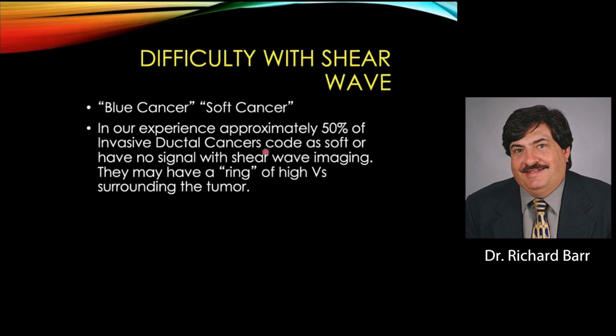And we talked about why that cancer was soft in the center. In reality, that center was extremely hard. And some people have called these blue cancers or soft cancers. And in our experience, almost half the cancers may have that black or soft center. And some of them will have that ring, but occasionally some will only be very low.